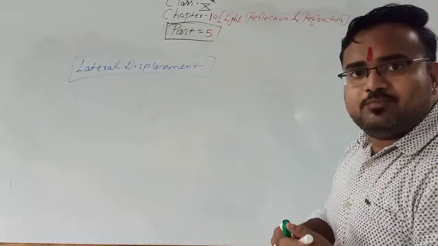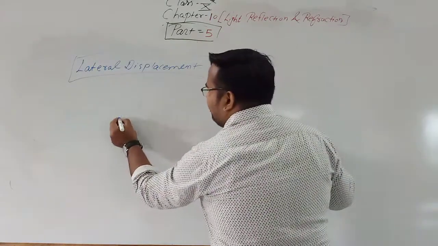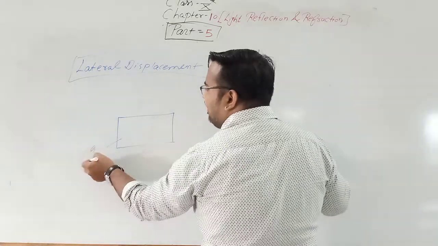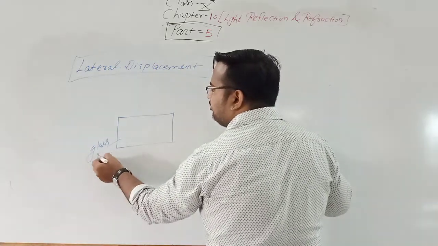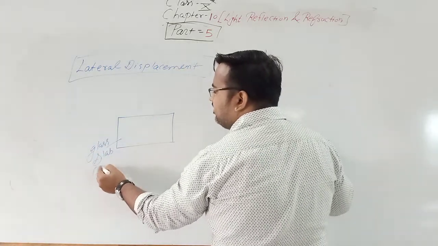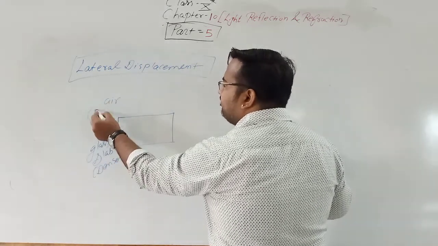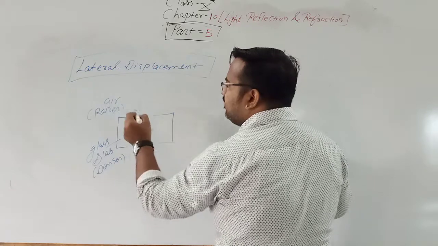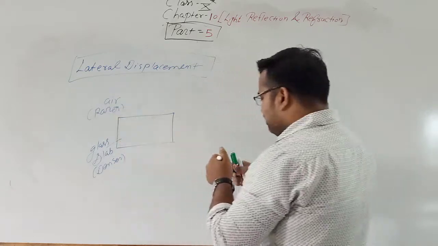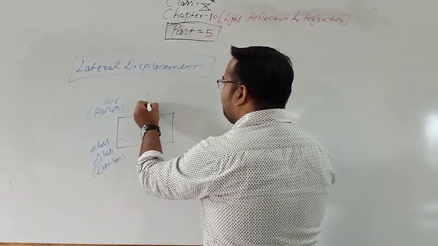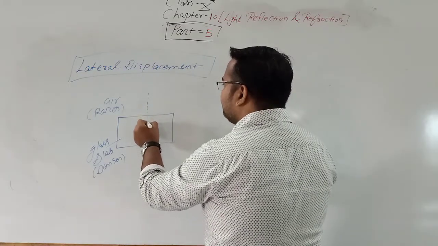Now what is lateral displacement? See, this is a glass slab, which is the denser medium, and here there is air present, which is the rarer medium. Clear? For example, this is a normal we have drawn.